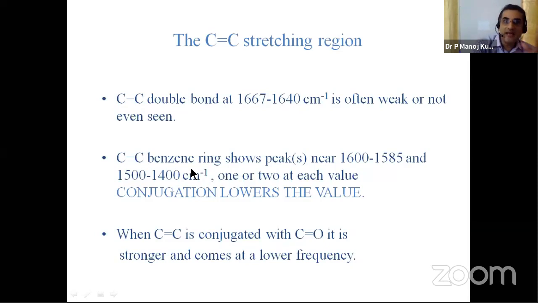In case of benzene, again, you will get 2 types of bands. One between 1585 to 1600 and another between 1400 to 1500. And conjugation lowers the value. Already we learned about the plus mesomeric effect, resonance effect, presence of C double bond C next to it. For example, you don't have just one C double bond C, you have a conjugated diene or conjugated triene or conjugated tetraene, many C double bond C with alternate double bond, single bond. What will happen? The C double bond C will be shifted to lower frequencies.